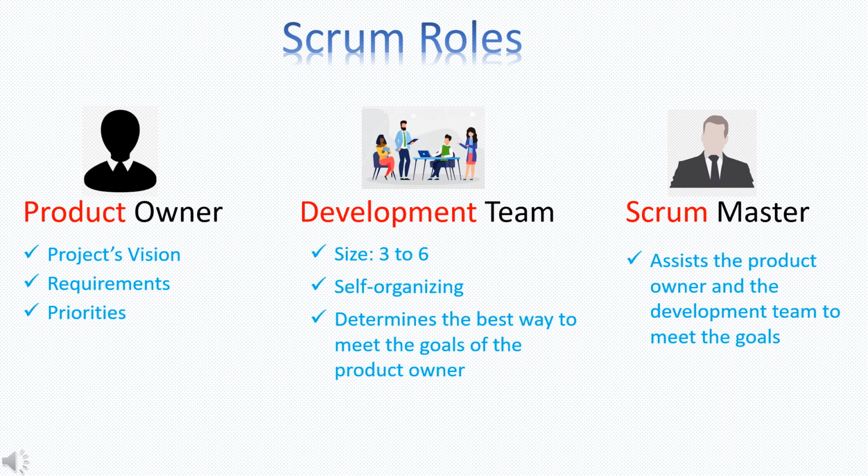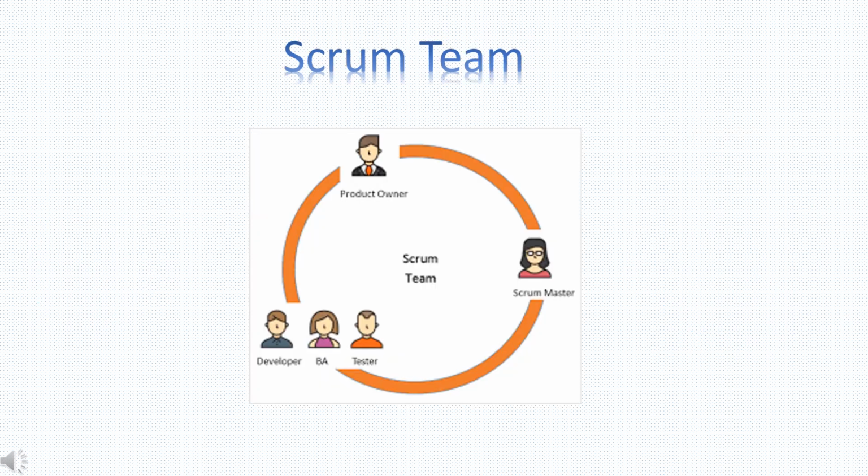The Scrum Master is a facilitator and servant leader who assists both the product owner and the development team to be successful in their respective roles. Together, the development team and the Scrum Master make up what we call the Scrum team. Scrum teams are self-organizing and cross-functional.